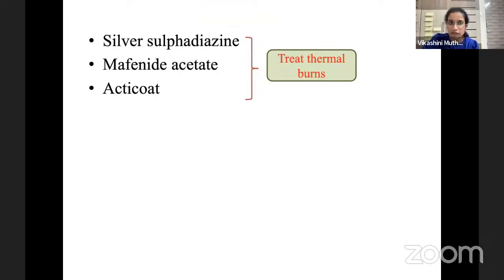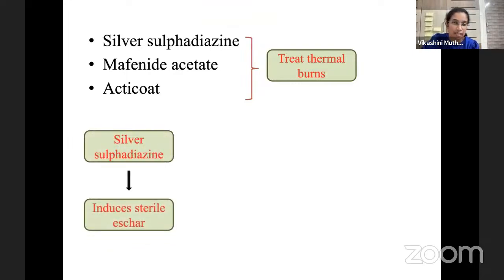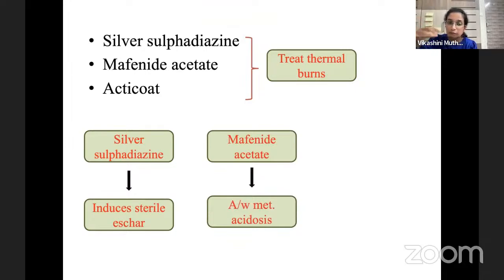Each of these has some specific features. Coming to silver sulfadiazine, it induces a sterile eschar. Also, in any burns patient with severe superficial or deep burns, there will be cell-mediated immune suppression going on. Silver sulfadiazine reduces this cell-mediated immune suppression, and it also induces the sterile eschar. Mafenide acetate is applied locally, but upon local application it causes severe pain, and it also gets absorbed systemically and is associated with metabolic acidosis.